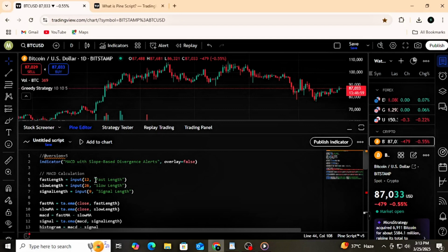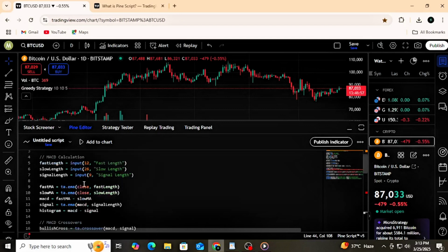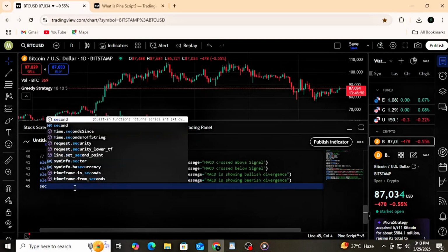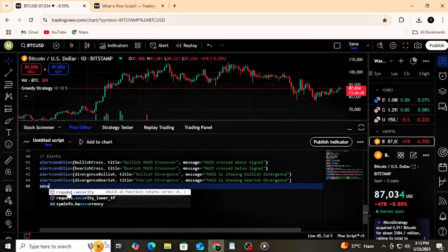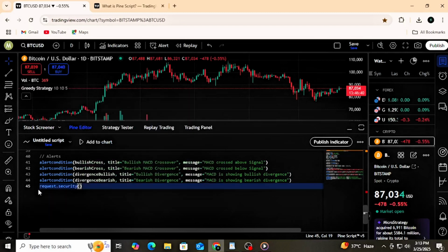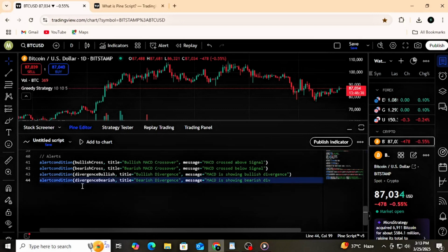Multiple time frames can be accessed using the security function, enabling traders to analyze price data from different time frames within the same script. This is useful for strategies that rely on higher time frame confirmation while executing trades on a lower time frame. By incorporating data from multiple time frames, traders can gain a broader perspective on market trends.